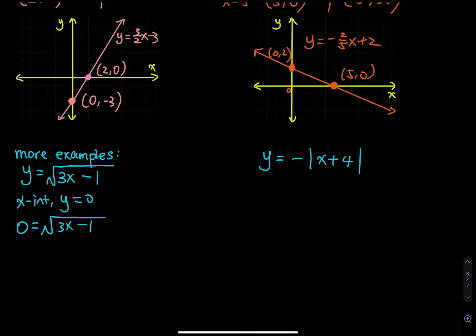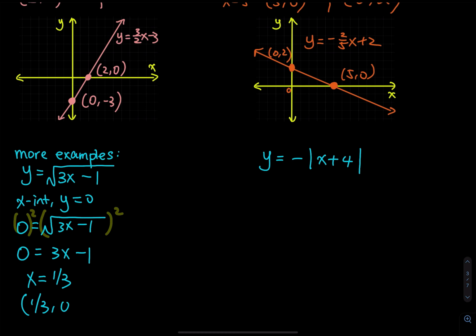To get rid of the square root, you square both sides. 0 equals 3x minus 1. In case you don't remember, I will just write this out for you. So obviously we have x equals 1/3, right? So the x-intercept is (1/3, 0).